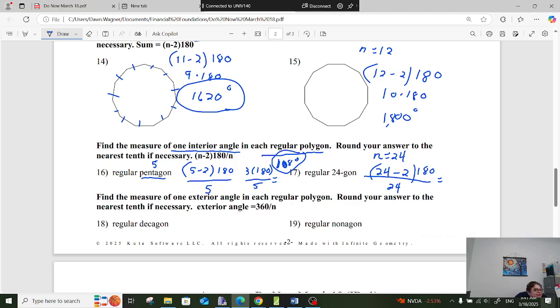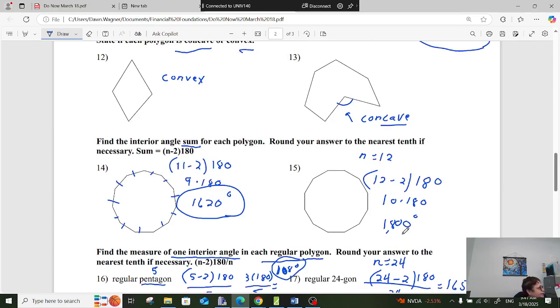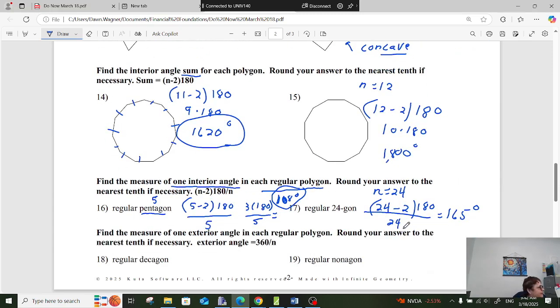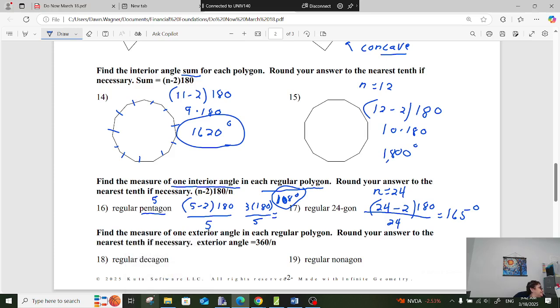So 22 times 180 divided by 24 is what? 165. Oh, we are all what? Geniuses.